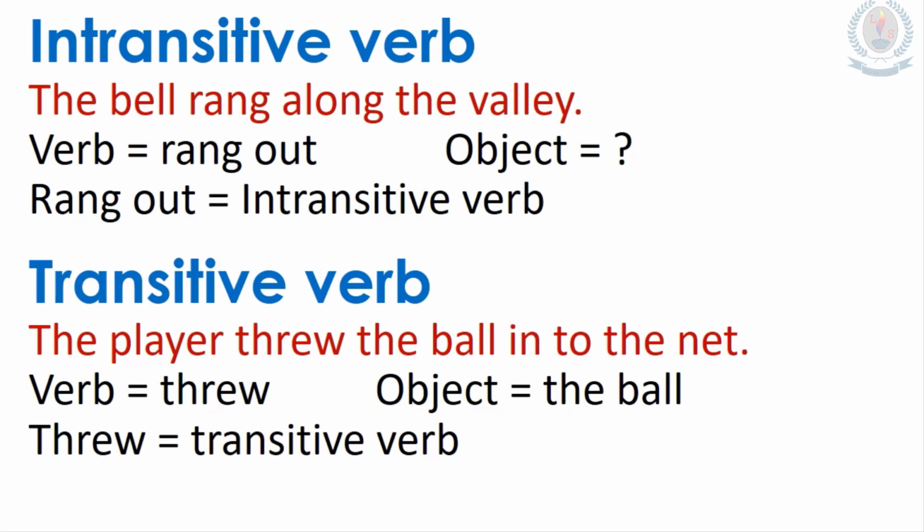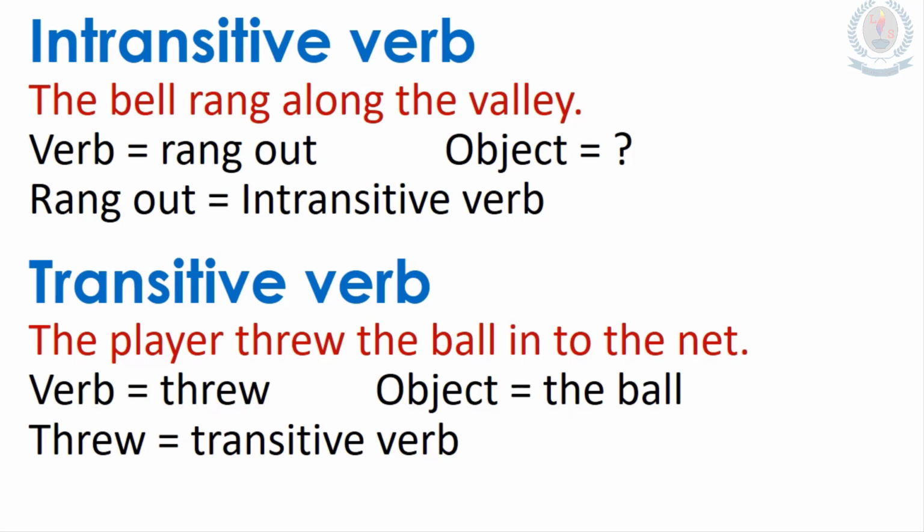Intransitive verb. What is that? Look at this example, then you will understand what is an intransitive verb. The bell rang along the valley. No problem. The subject is the bell. Rang out is the object. Sorry, I was wrong here. Rang out is the verb. Right? I was looking at the object.